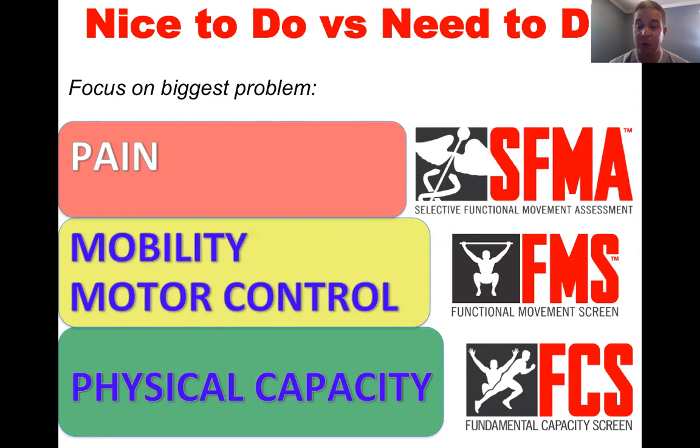The entry level point then is the FMS for healthy individuals. And we need to see, do you have competent mobility as well as motor control to go through those 7 basic patterns that we looked at earlier. Now, if you have good enough movement competency, meaning you're scoring at least a 2 on all the scores in the FMS, we now need to look at what is your capacity, meaning once we now start to put load on you, how are you going to be able to handle that? And that's where the FCS, or the fundamental capacity screen, comes in.